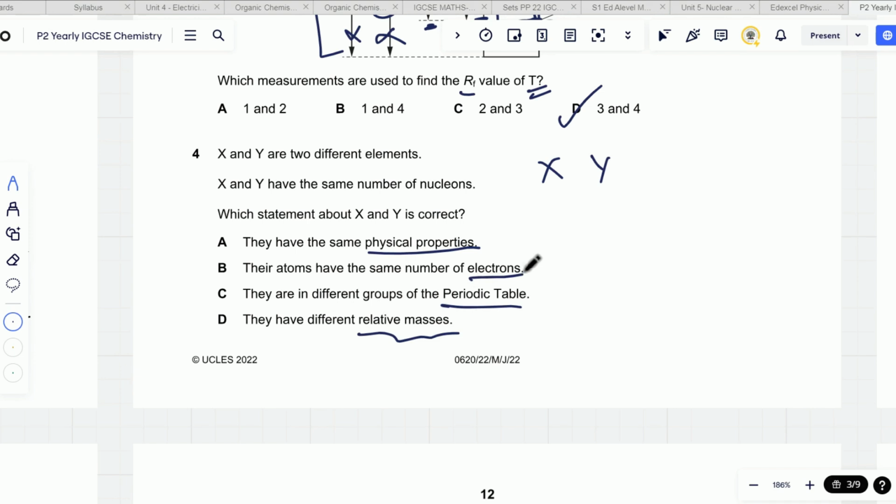What about this one? Any idea how to solve this one? Yeah, they cannot have the same physical properties. Very good. They cannot have the same number of electrons either, because the atoms have the same number of electrons. No, that's not possible. Then what else? What about D? They have different relative mass. Yeah, because relative mass is basically the MR, right?